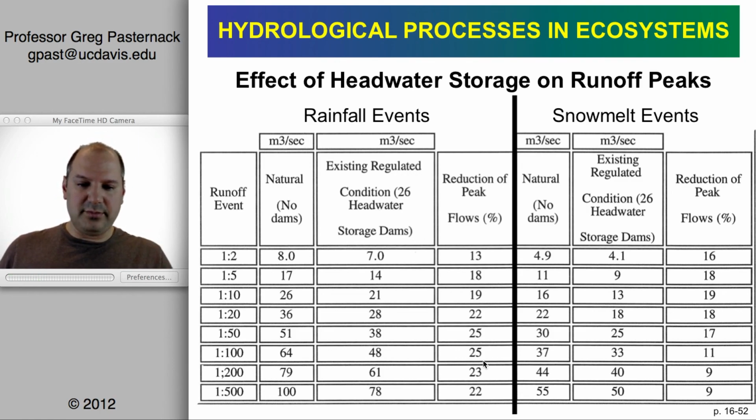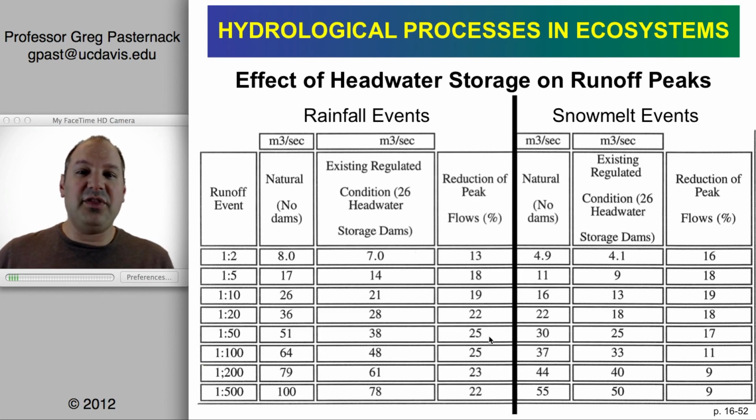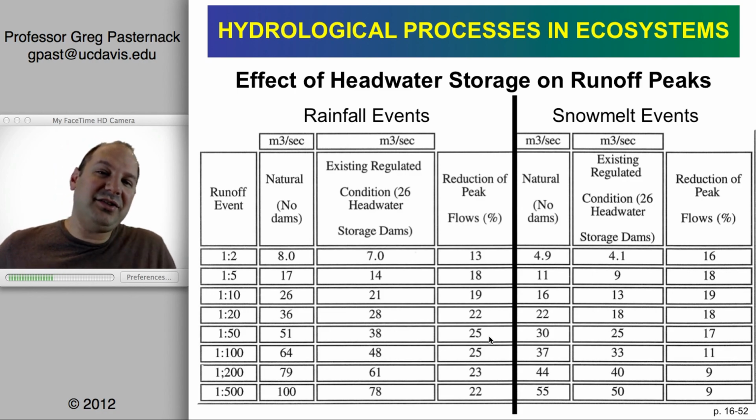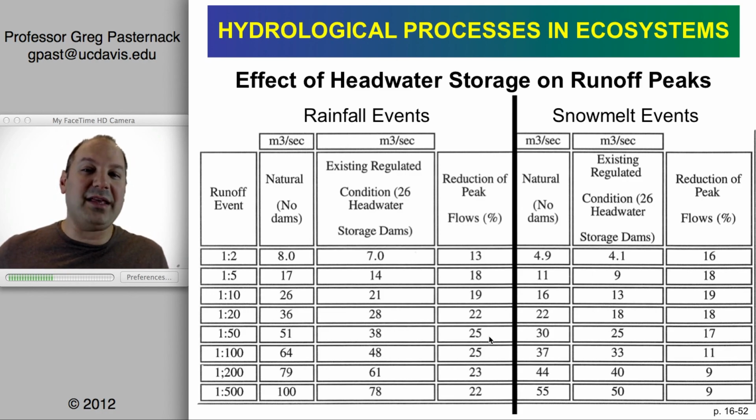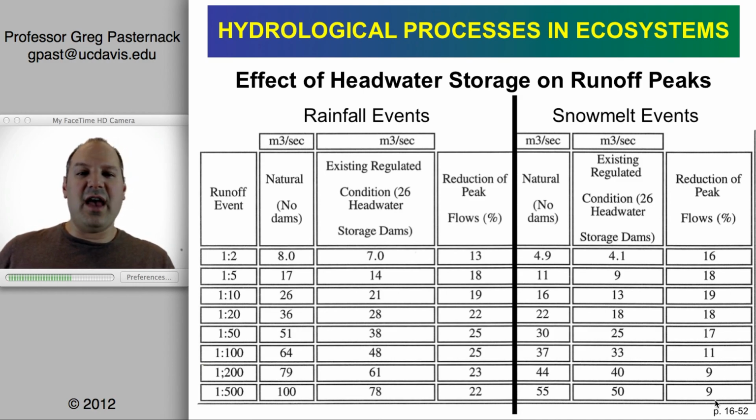Notice that the greatest benefit isn't necessarily associated with the smallest storms, which is what I would have expected theoretically. But again, because of the complexity of an individual site, you can't just take a general concept and dogmatically apply it. You have to actually do the analysis and find it out. For snowmelt, we see less of an effect and a little bit more like what I would expect, which is a range of 9 to 19% reduction, with the largest events having the least benefit.